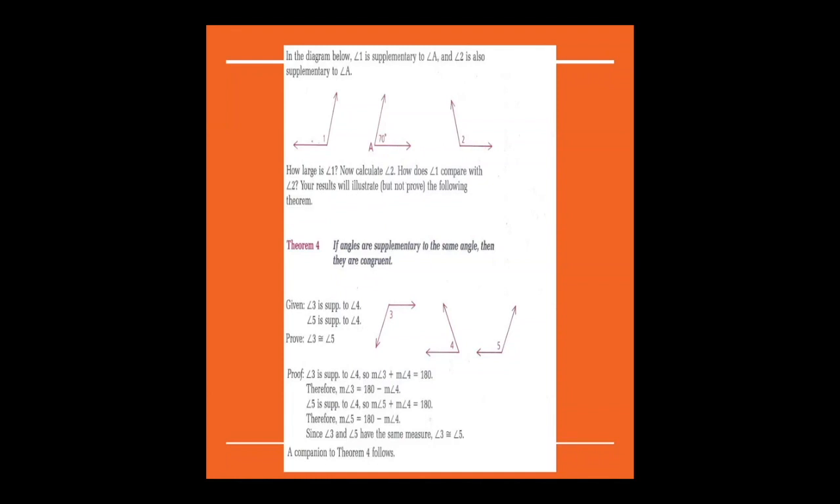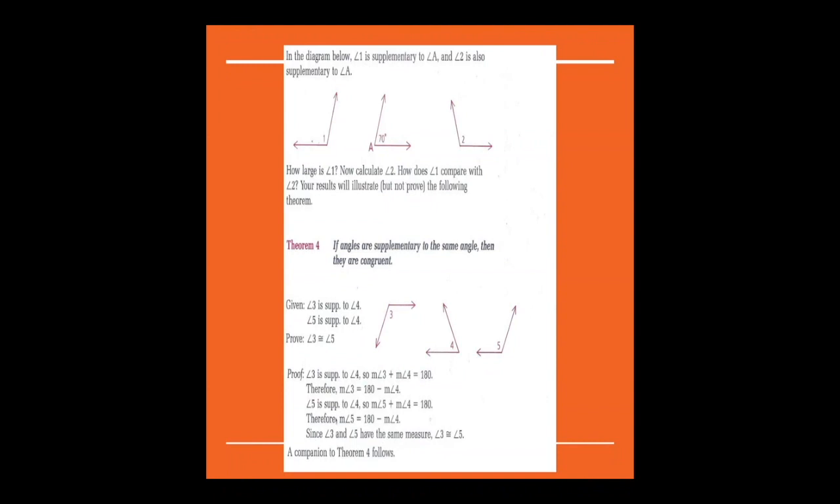Angle 3 is supplementary to angle 4, so the measure of angle 3 plus the measure of angle 4 is equal to 180 degrees. Therefore, the measure of angle 3 is 180 minus the measure of angle 4. Angle 5 is supplementary to angle 4 as well, so the measure of angle 5 plus the measure of angle 4 will be equal to 180. Therefore, the measure of angle 5 is equal to 180 minus the measure of angle 4.